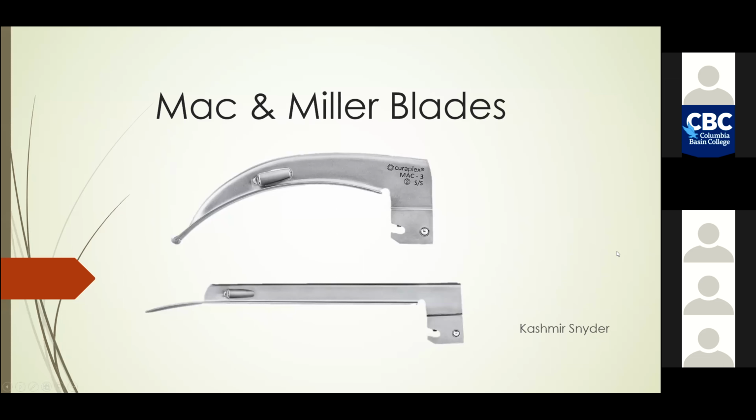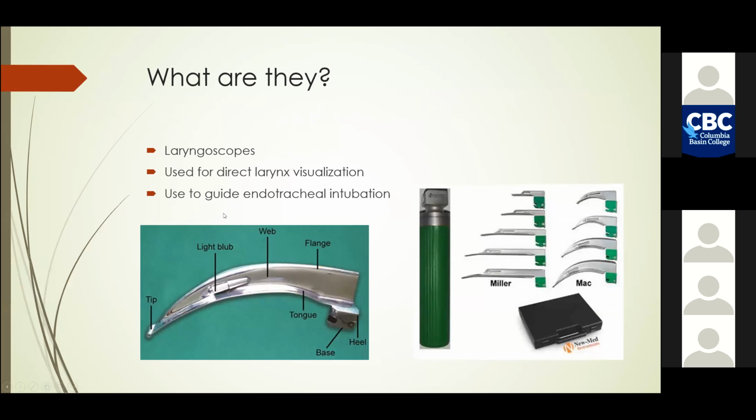Okay, so I had Mac and Miller blades. Mac is short for Macintosh. They are laryngoscopes used for direct larynx visualization, primarily used to guide endotracheal intubation. On the right side, you can see there are different sizes of the Mac and Miller blades. The Mac is the more curved blade, and the Miller is the straight blade. And then this green thing is the handle.